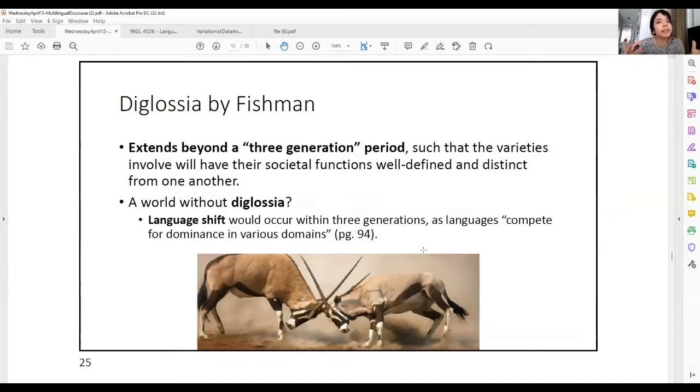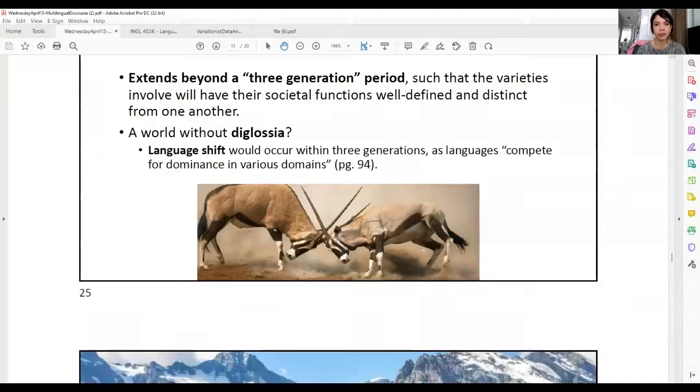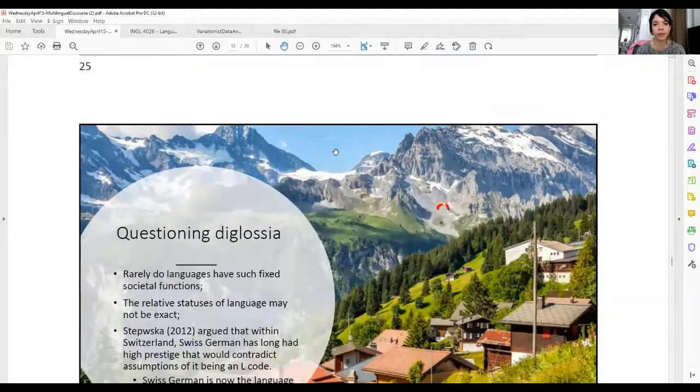Okay, so this situation is one that perhaps you can call a situation of language shift, right? Of language change within generations. In a world of diglossia, this doesn't happen in a diglossic context. We have people that have more than one language. However, they use these languages in different parts of their life. You use this language for this purpose, this other language for this other purpose. So language shift would occur within 3 generations as languages compete for dominance in various domains.